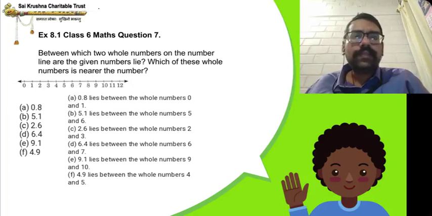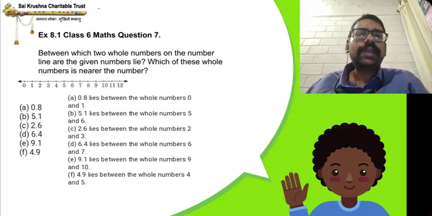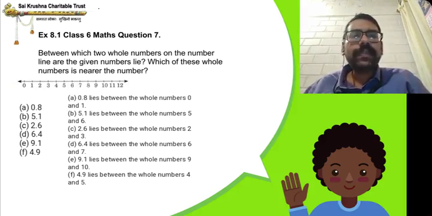We know that 5.1 lies between whole numbers 5 and 6. So 5.1 is nearer to 5. 2.6 lies between whole numbers 2 and 3. So 2.6 is nearer to 3. 6.4 lies between whole numbers 6 and 7. 6.4 is nearer to 6.